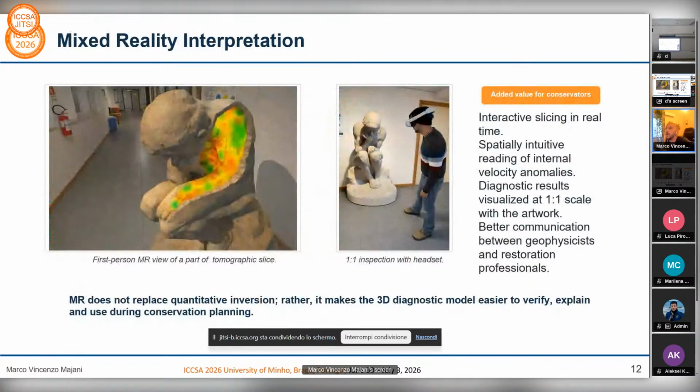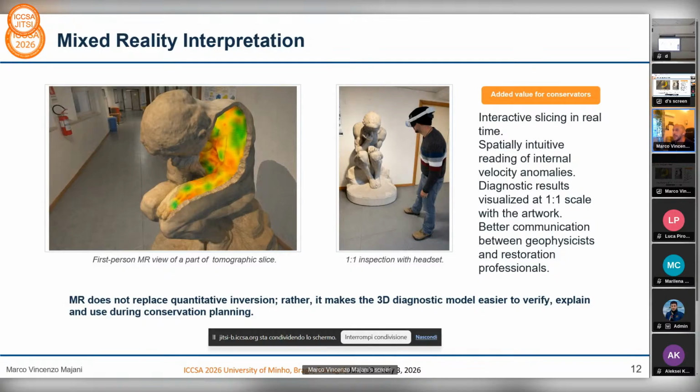The first step was the transposition of the tomographic model into a mixed reality environment. This is important because raw geophysical volumes are often difficult to read for non-specialists, especially when the objects have a complex shape.